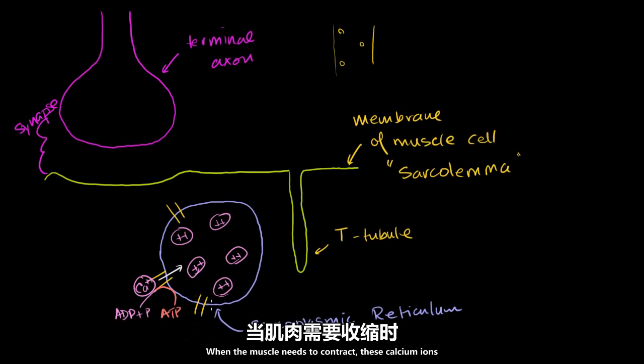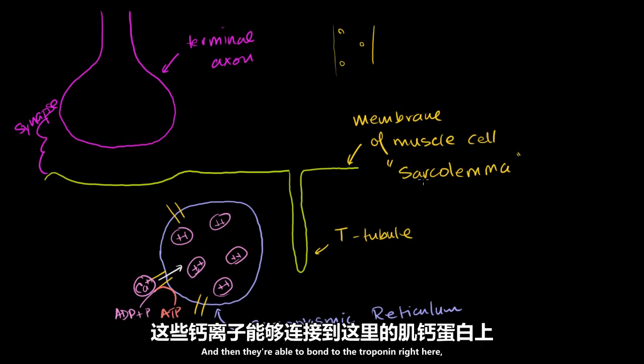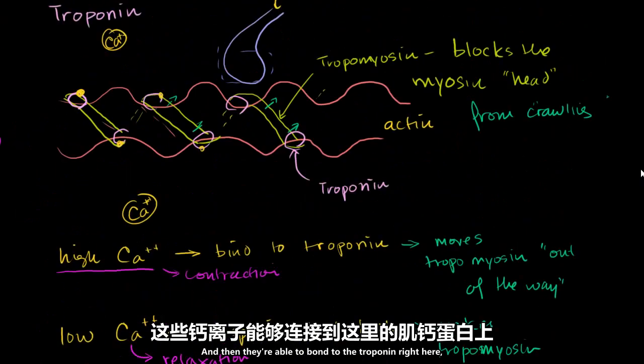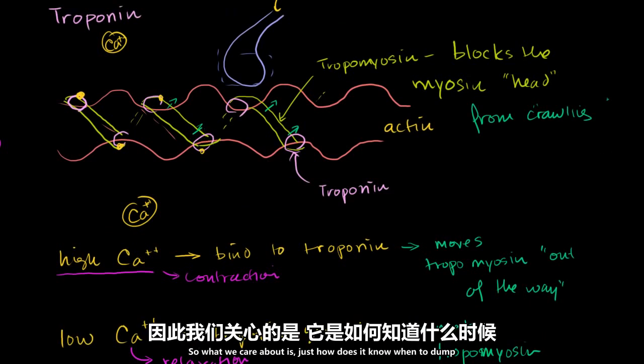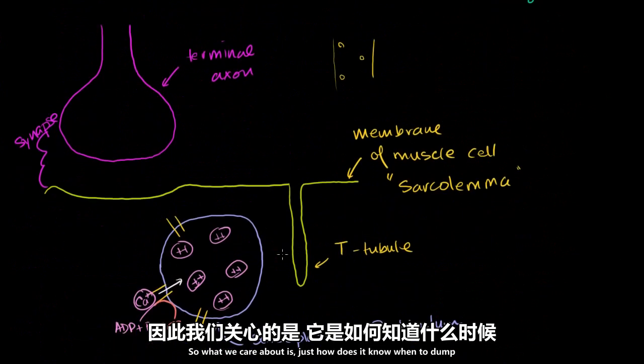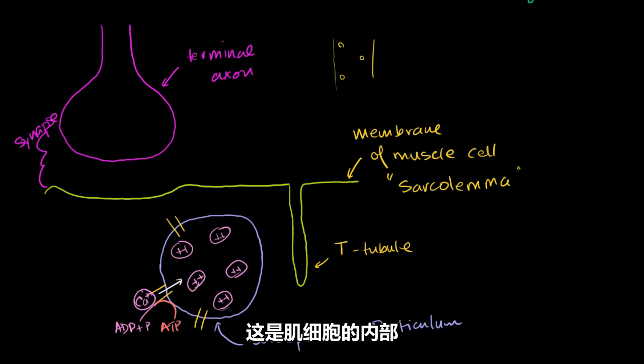When the muscle needs to contract, these calcium ions get dumped out into the cytoplasm of the cell, and then they're able to bond to the troponin right here and do everything we talked about in the last video. So what we care about is just how does it know when to dump its calcium ions into the rest of the cell. This is the inside of the muscle cell.